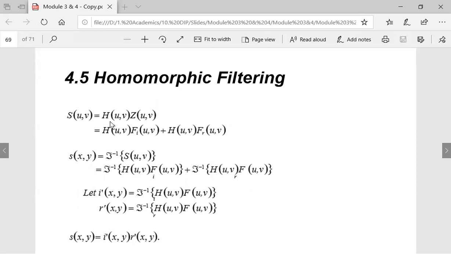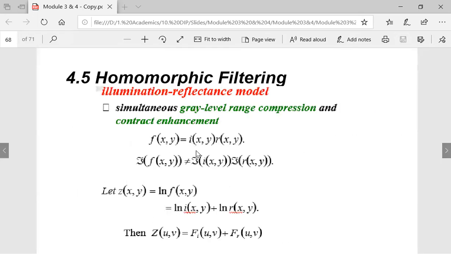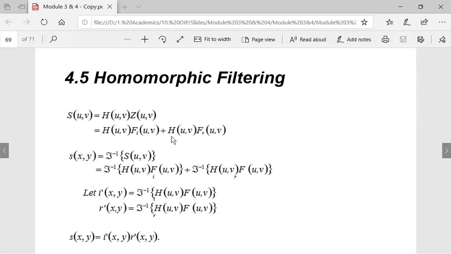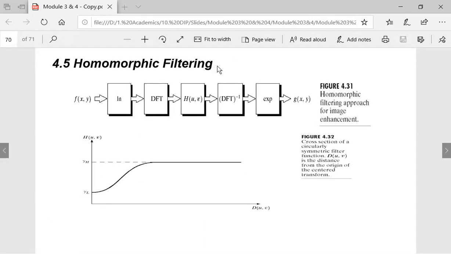H of u comma v and z of u comma v can be derived as h of u comma v fi of u comma v, that is the i of x comma y, plus h of u comma v, that is nothing but the filter, then r is nothing but the contrast enhancement, fr of u comma v, and the inverse transformation of this. So in general you can write that s of x comma y is equal to i of x comma y, r of x comma y. So the homomorphic filtering equation is like this.